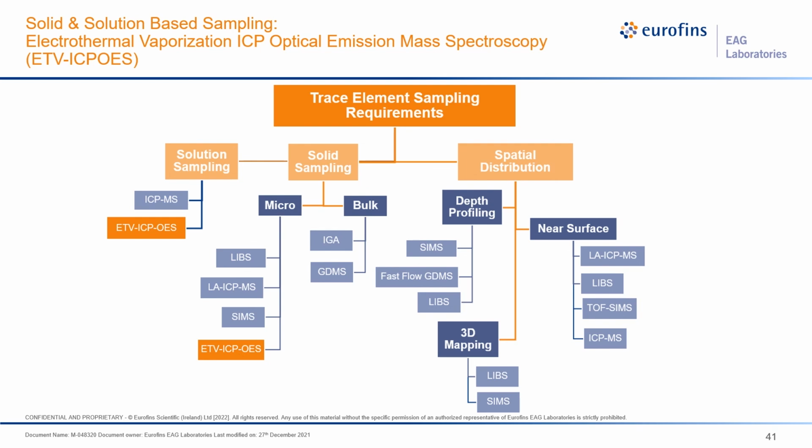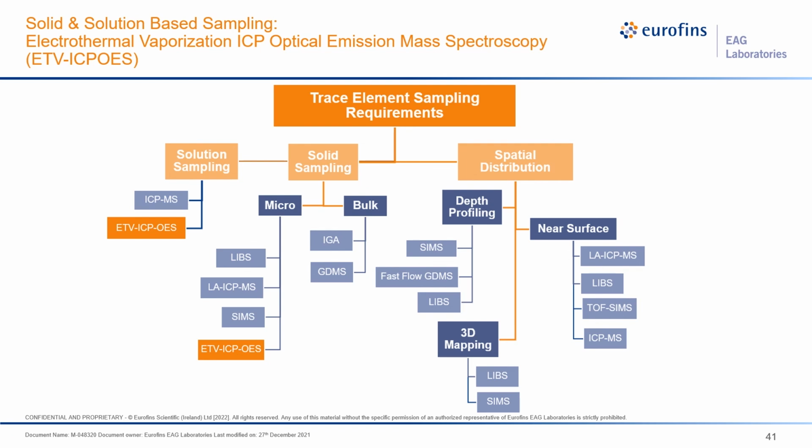And for our last technique, we're going to be looking at ETV ICP-OES. That is electrothermal vaporization, inductively coupled plasma optical emission spectroscopy. A little bit of a mouthful, but this is a very powerful technique for rapid, direct determination of trace analytes and ultra-trace analytes in a broad range of samples, including solutions, slurries, and solids. It requires minimal or no sample preparation.